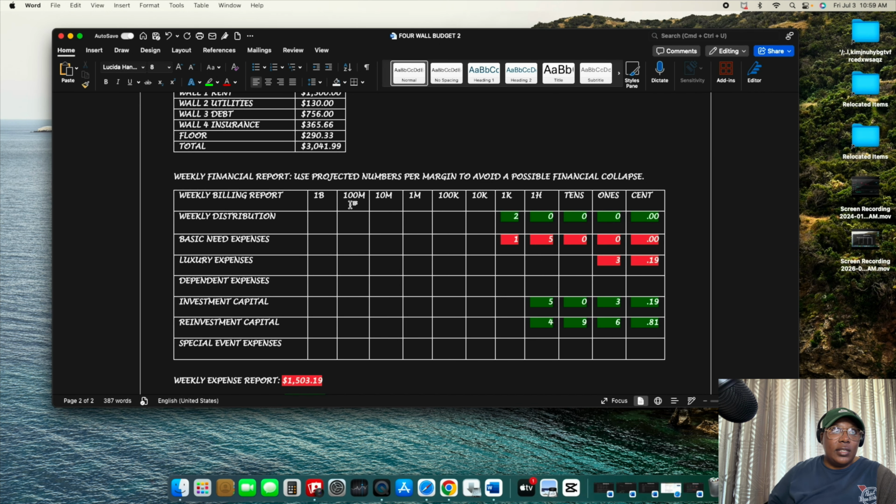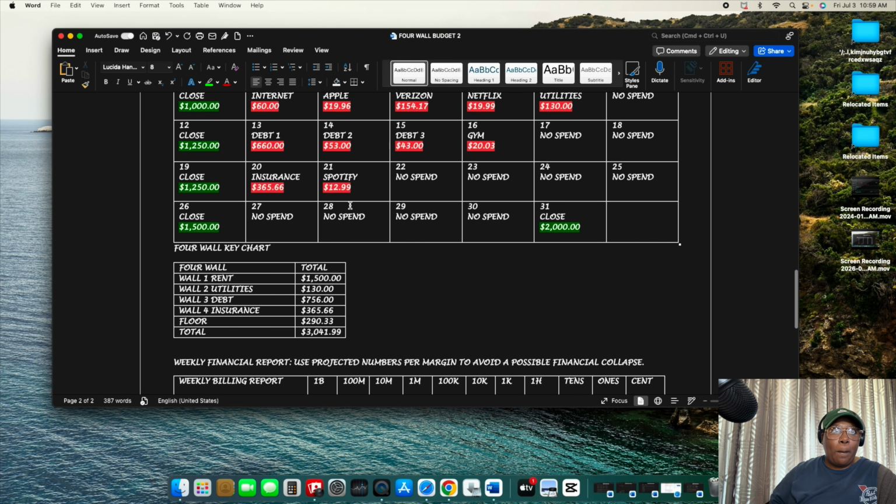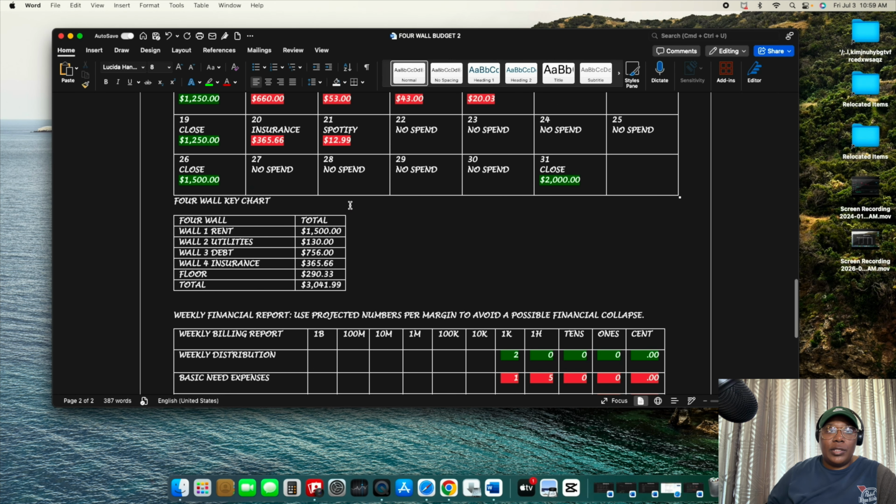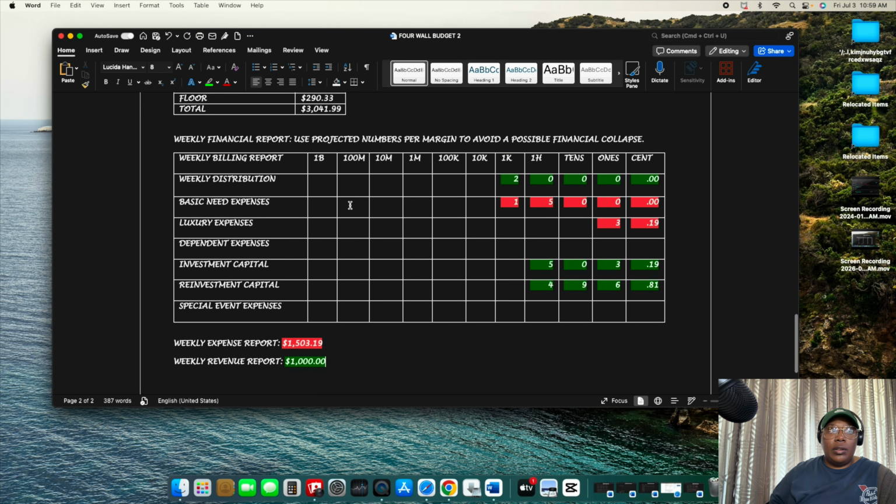Nonetheless, this is the overview and spreadsheet that I would then refer back to make sure that I'm staying on track for the week.